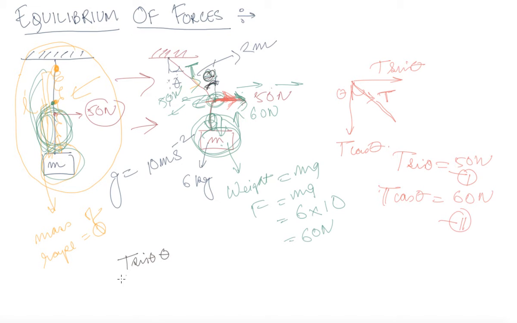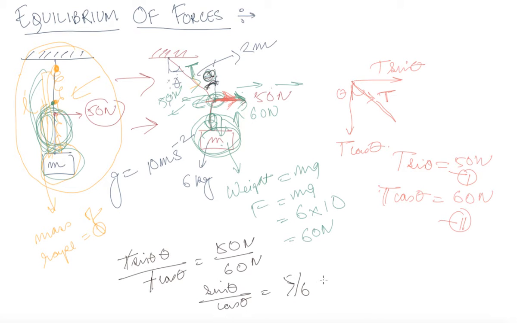T sine theta divided by T cos theta is equal to 50 Newton by 60 Newton. Newton cancels Newton, and T gets cancelled. So this becomes sine theta upon cos theta is equal to 5 by 6. Now this is nothing but tan theta. Tan theta equals 5 by 6. Therefore, theta is equal to tan inverse of 5 by 6, and this is your required angle. In this way, we can understand the equilibrium of forces by drawing a free body diagram.